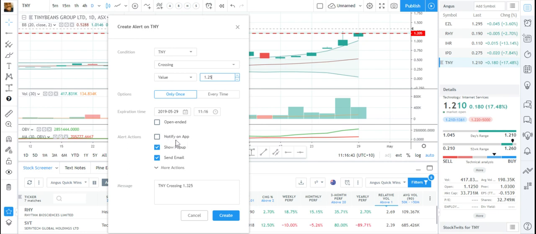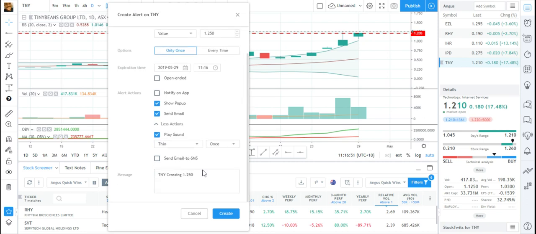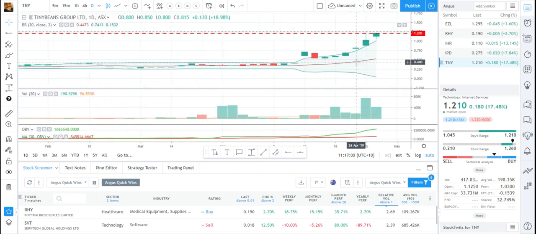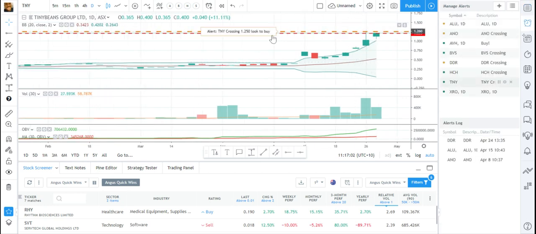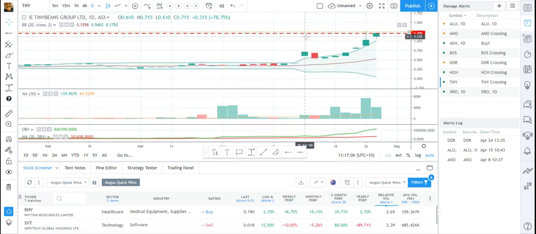If I'm on my phone, I'm using an app. I can say show a pop-up. I can say send me an email. There's a whole bunch of different types of alerts and indicators. I can say look to buy, and in that way I can forget about this stock and move away from it. When I eventually come back to it, I'll see that there's an alert to say when it's gone over a certain amount, maybe look to buy.